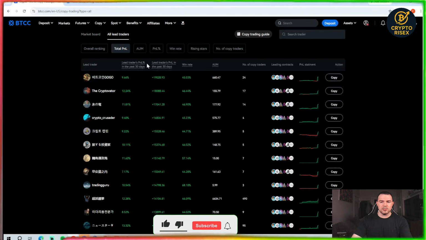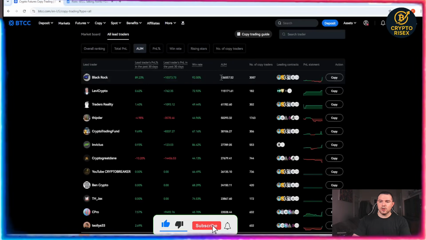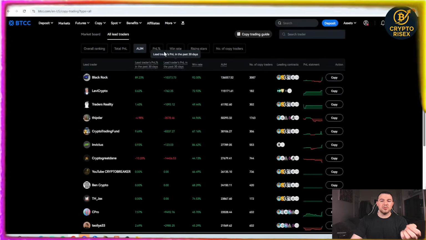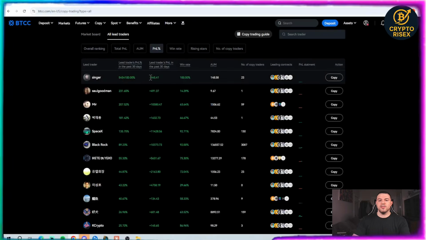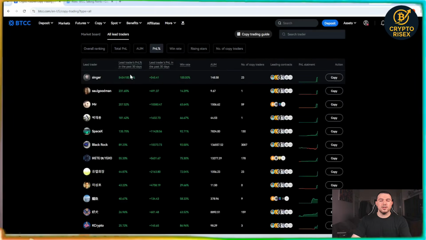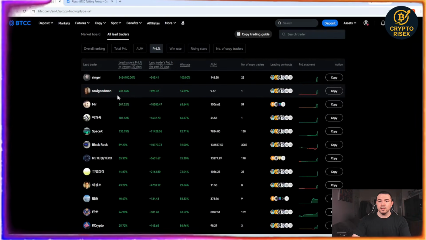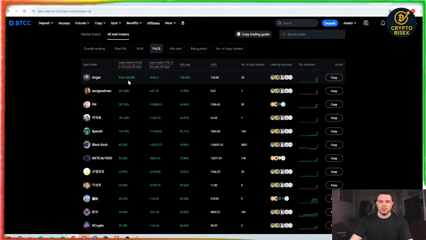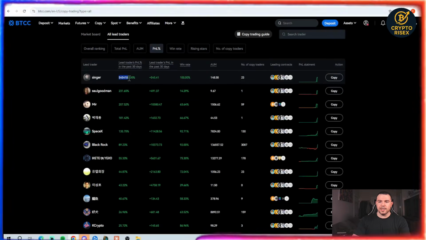Or you can look at assets under management. How many dollars are currently riding on this copy trader? You can look at their P&L percentage. So not how many dollars have they made, but what percentage gains have they seen over the past 30 days. You got 230%, 200%, an insane amount. Maybe it's worth it to check out this guy.